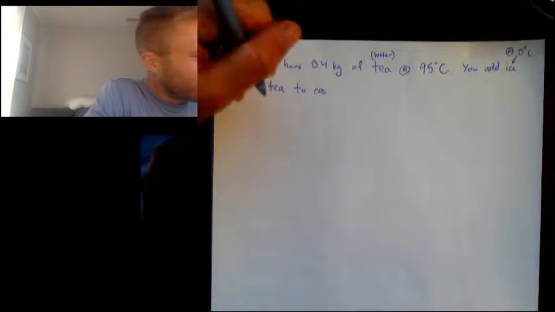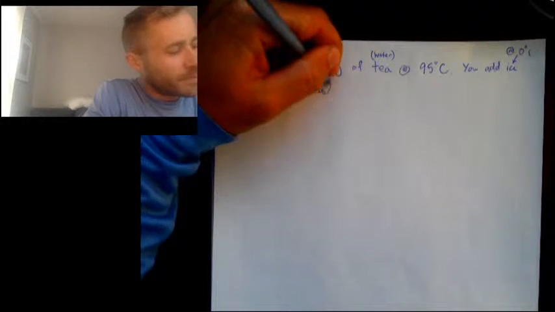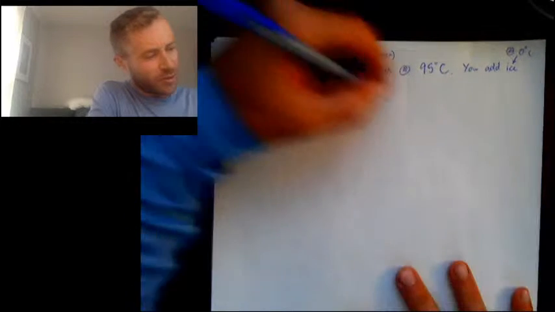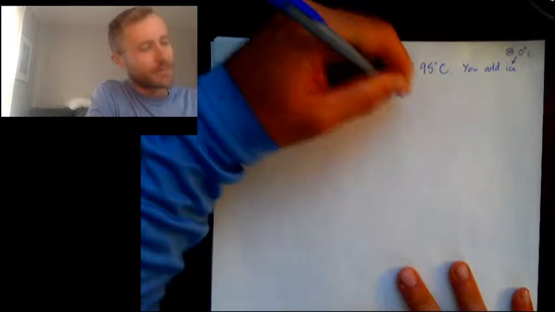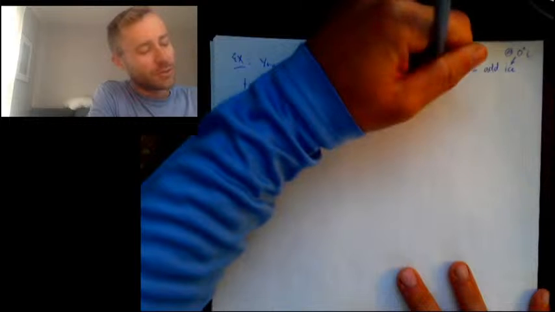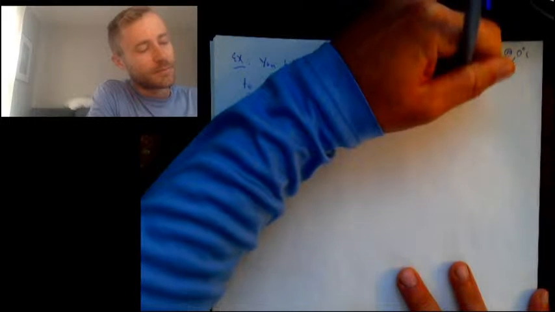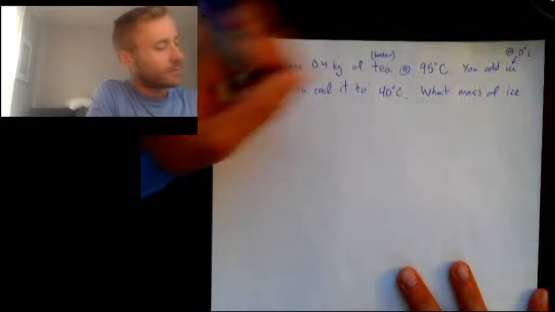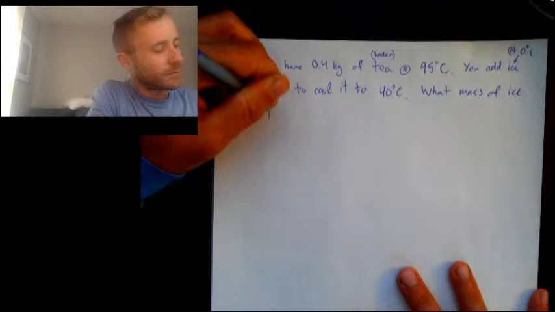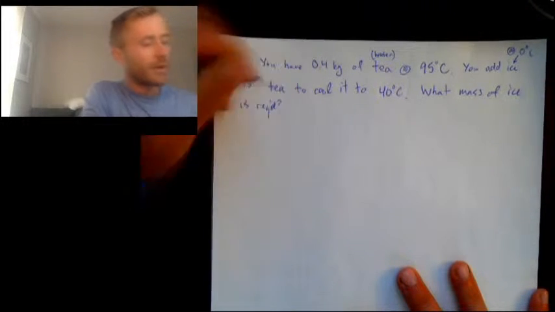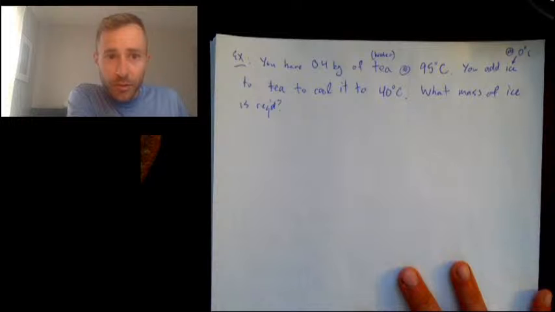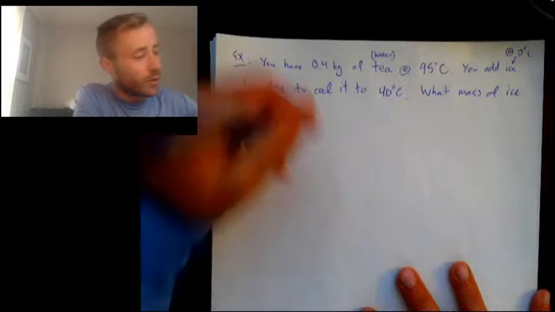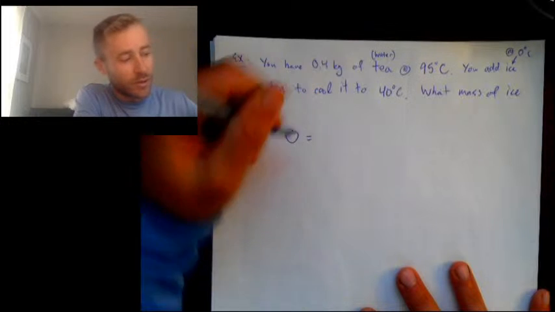You add ice to the tea to cool it to, let's say, 40 degrees Celsius. What mass of ice is required? Okay, so this is a calorimetry problem. It's a phase change calorimetry problem. And so because we have two things, we're going to use the fundamental equation.